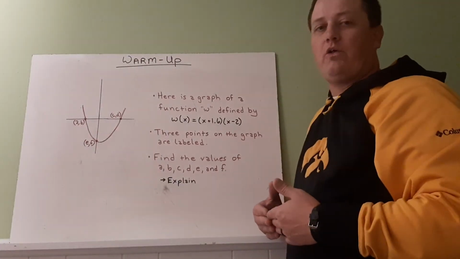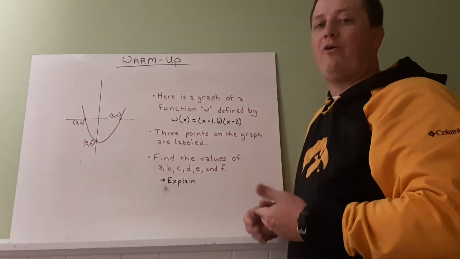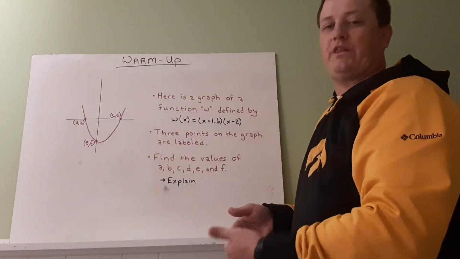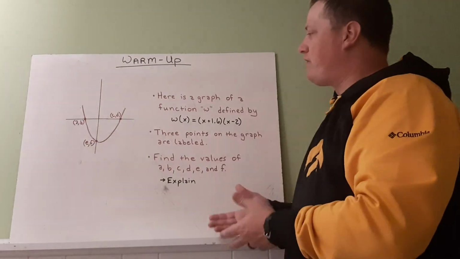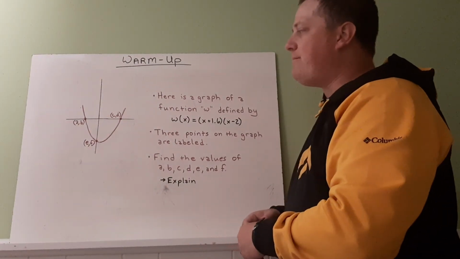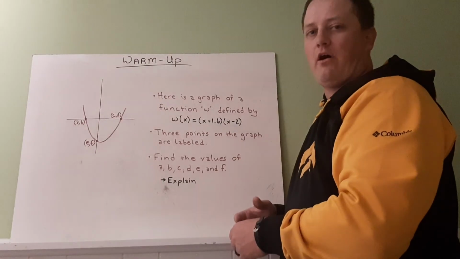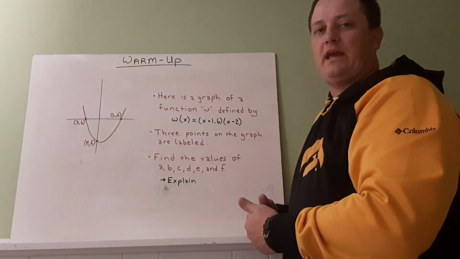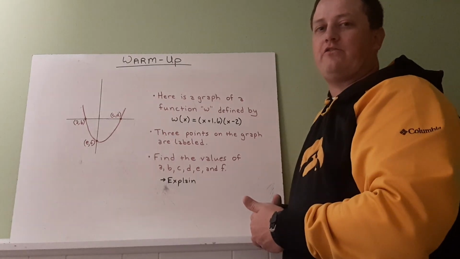Okay, our goal here is to try and figure this out without graphing, because we want to understand how the math helps us with the graphing. So try to mathematically figure out what A, B, C, D, E, and F are, and then bring that to class tomorrow with your explanations, and that will start our discussion. Thanks.